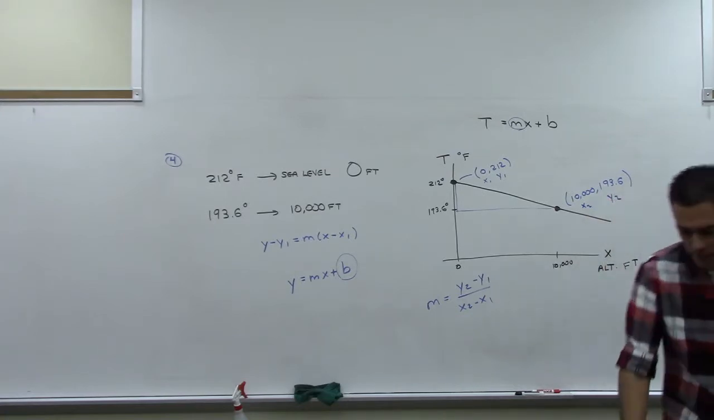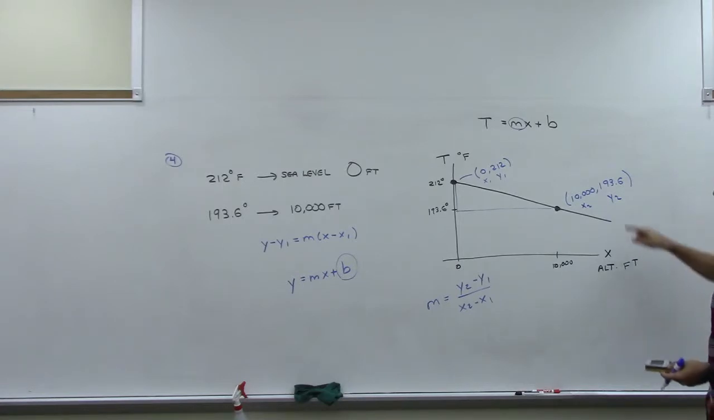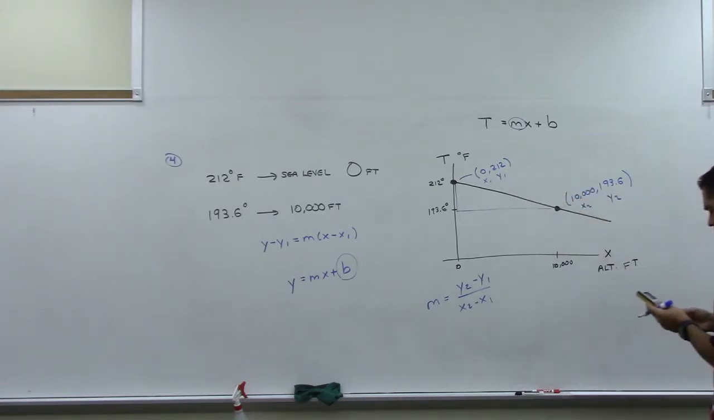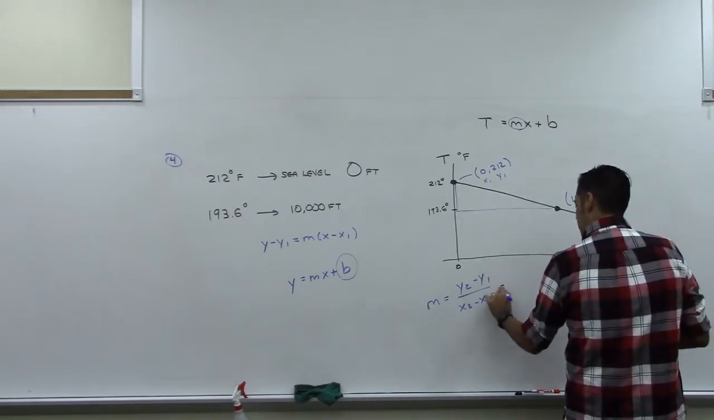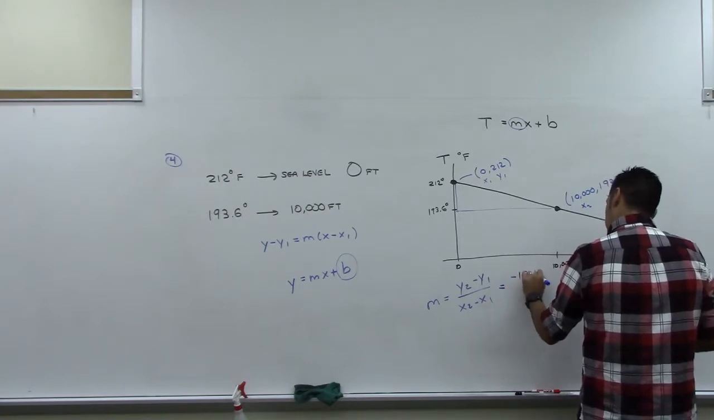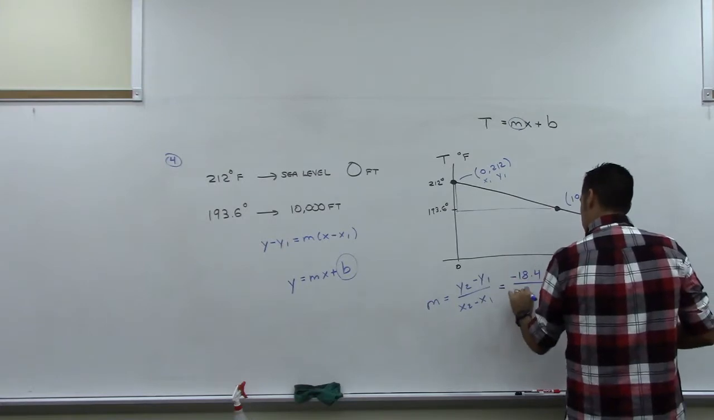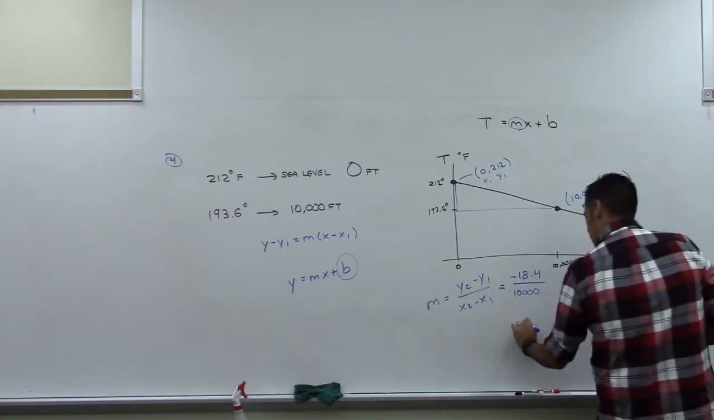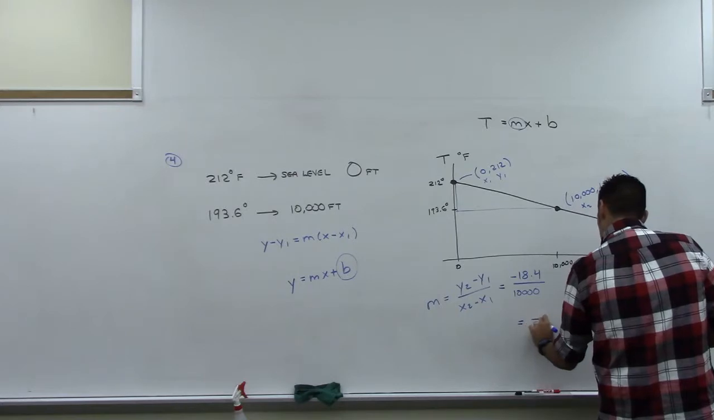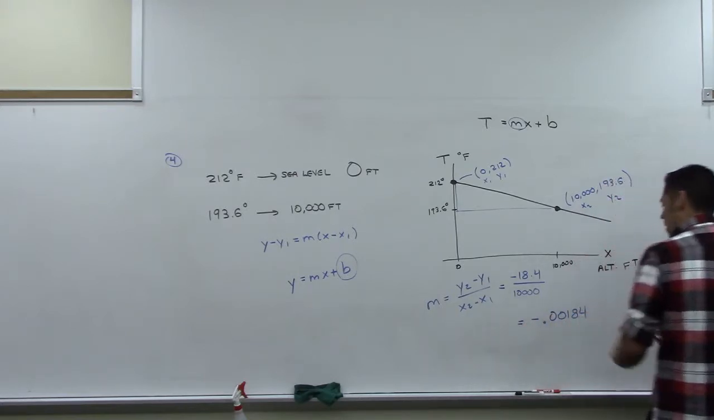And now we're going to need a calculator here. If we take y2 and subtract y1, so 193.6 minus 212, we get for the top negative 18.4. And on the bottom, we take x2 minus x1, that's going to be 10,000. And if I divide that, I get negative 0.00184. That's our slope.